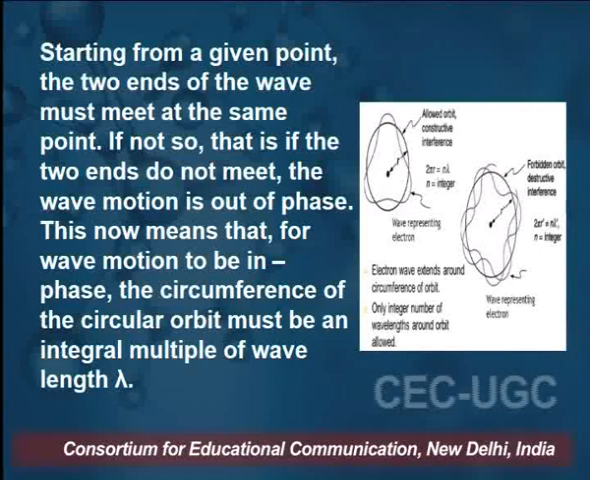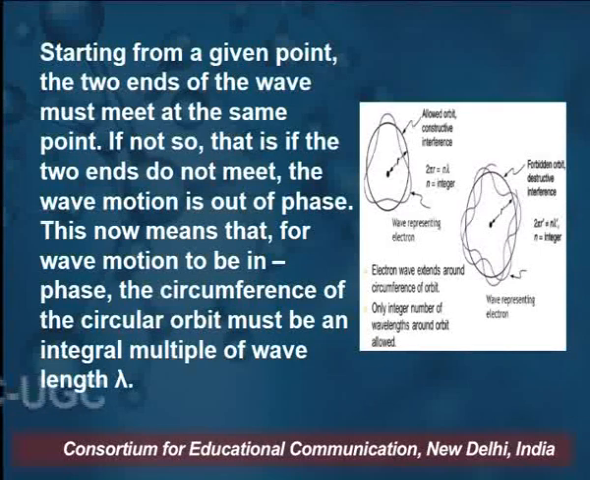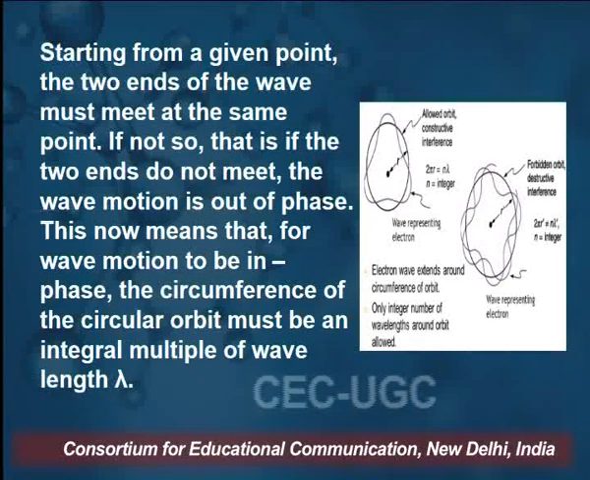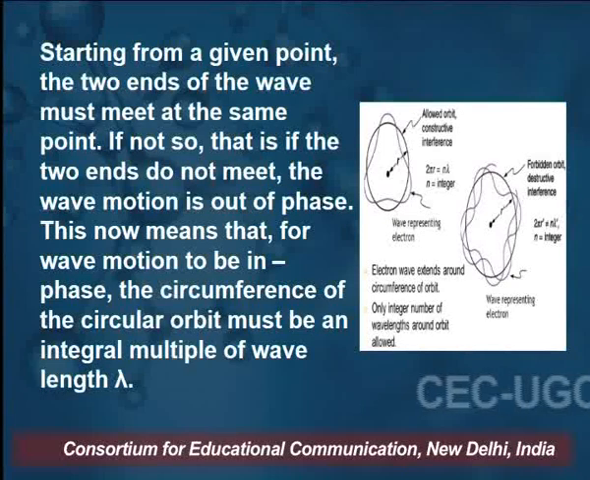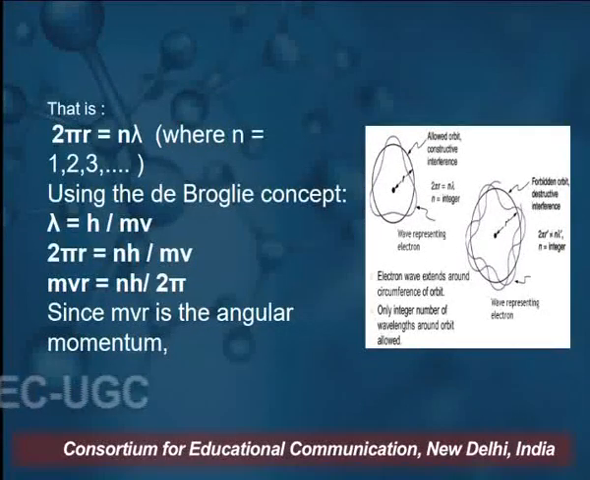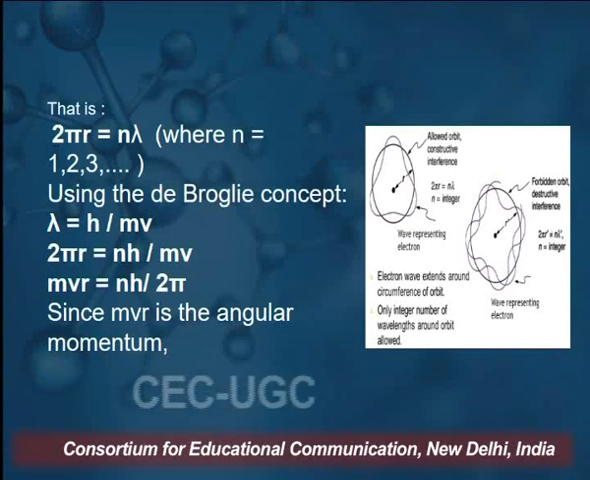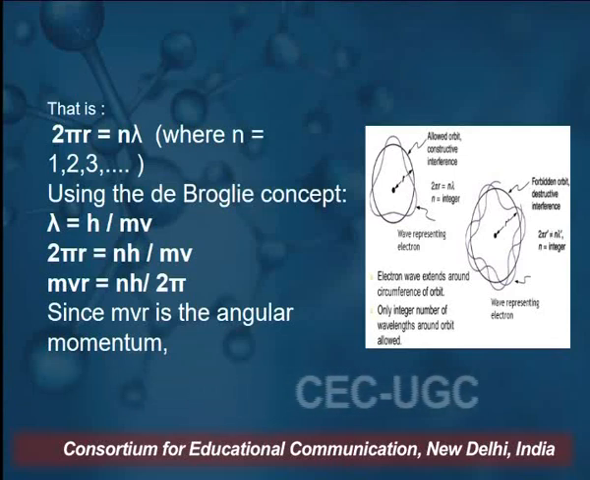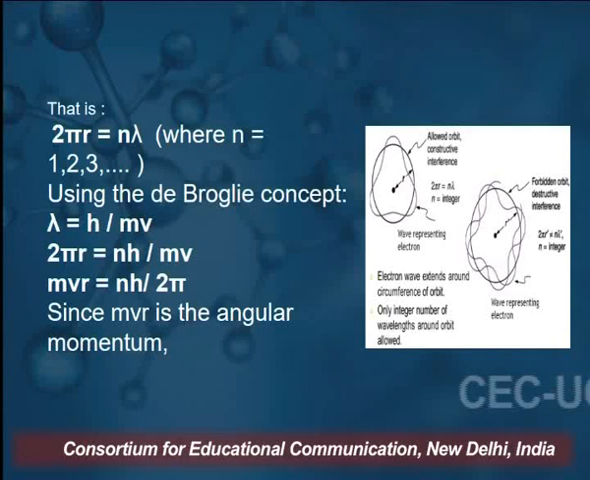This now means that for wave motion to be in phase, the circumference of the circular orbit must be an integral multiple of the wavelength lambda. That is, the circumference 2 pi r is equal to n lambda, where n is an integer 1, 2, 3.